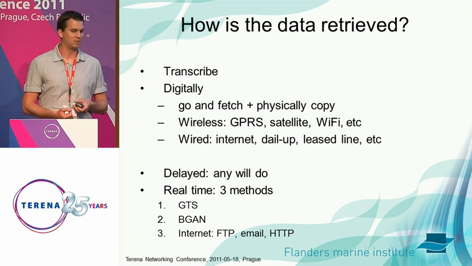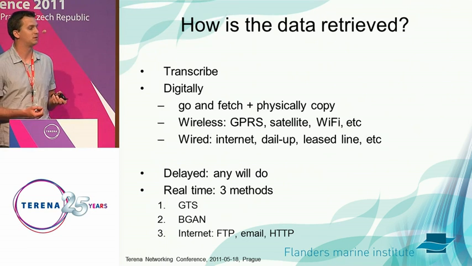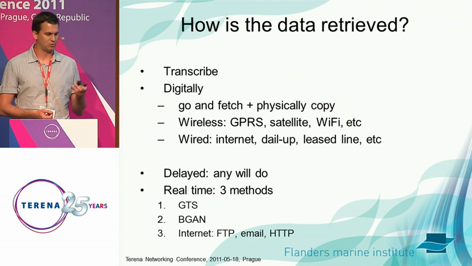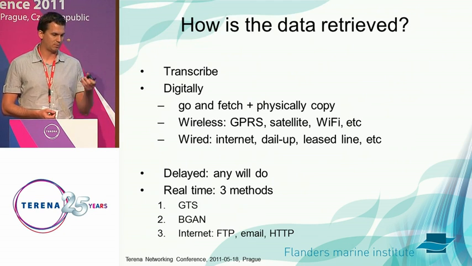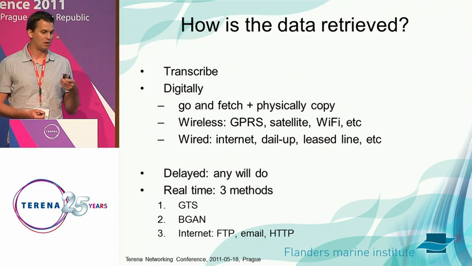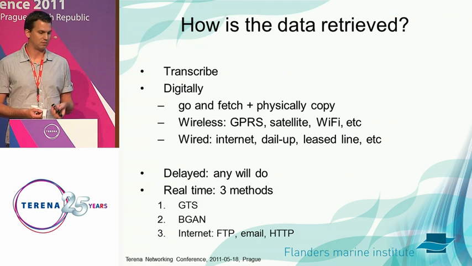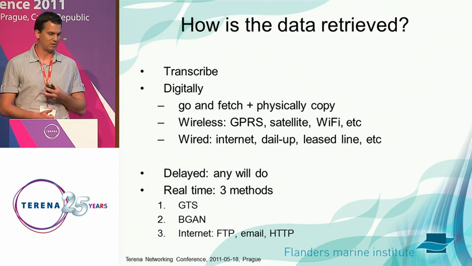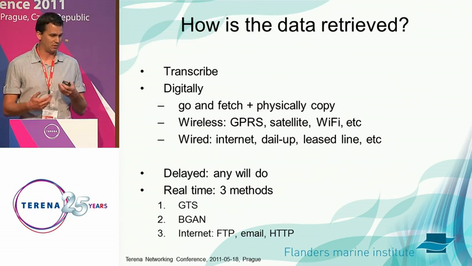But for the real-time data, we use three methods at the moment. I will explain all those three later. So there's GTS, Bigun, Internet. So Internet, as I said, it could be anything. It's an FTP server, an HTTP server, an email server. It could be dial-up, it could be a leased line, whatever.